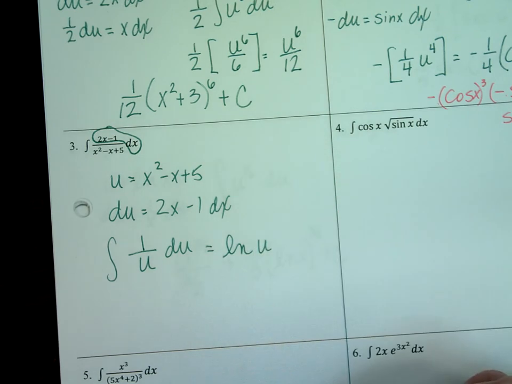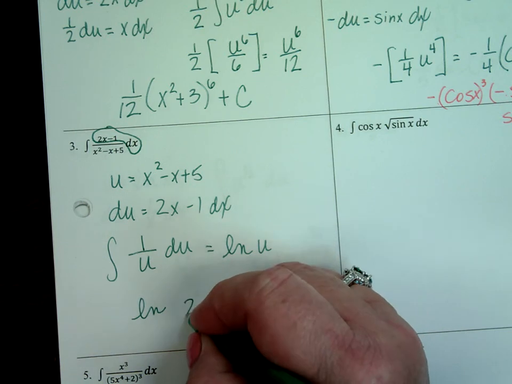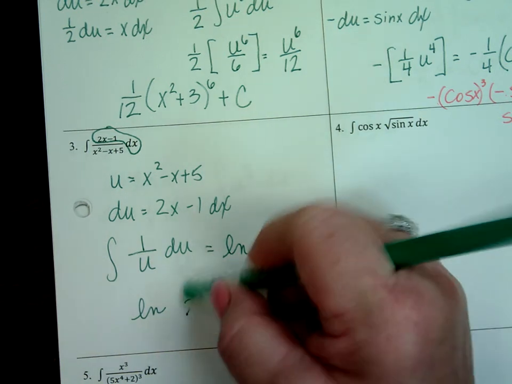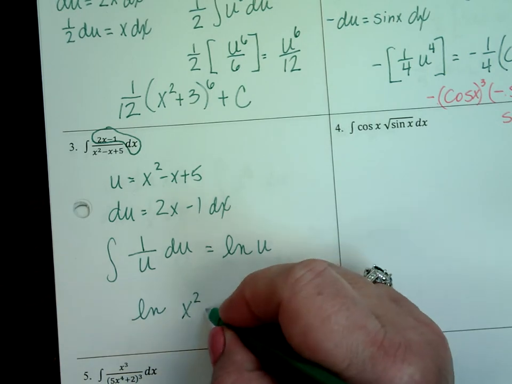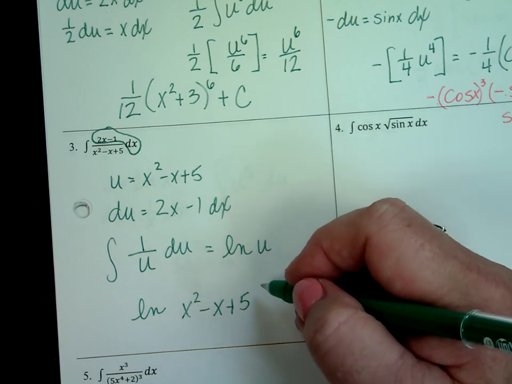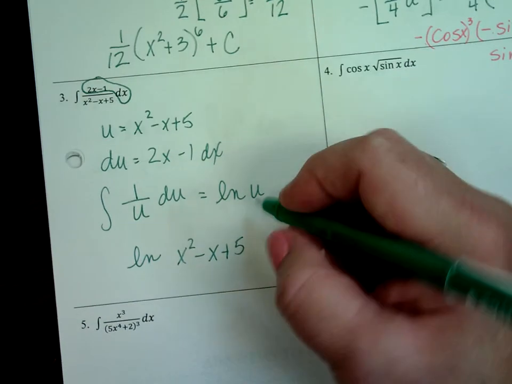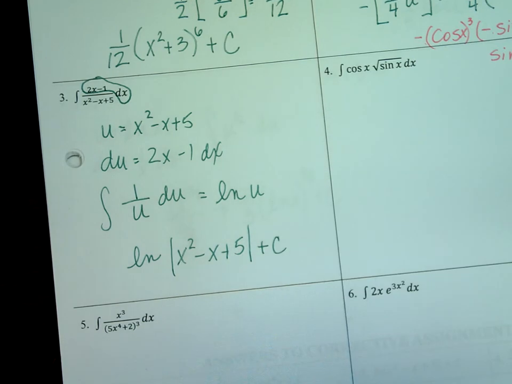or in our case, the ln of x squared minus x plus 5. But remember, ln's have to always be positive, so the way that they adjust that is just putting absolute values on that. It has to be a positive value. So it's a little doodad that you need to remember.